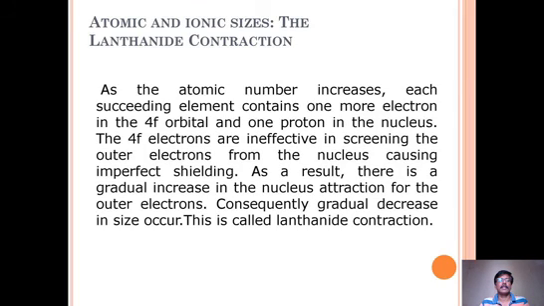But here the 4f electrons are ineffective in screening the outer electrons from the nucleus, causing imperfect shielding. As a result, there is a gradual increase in the nuclear attraction for the outer electrons. That's why the size decreases, and this is what we call lanthanide contraction. Due to the lanthanide contraction, the ionic size as well as atomic size decreases when we go from left side to right side.